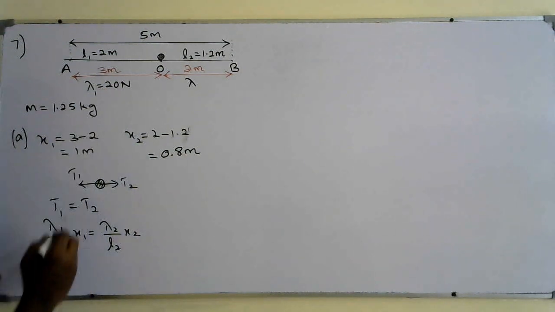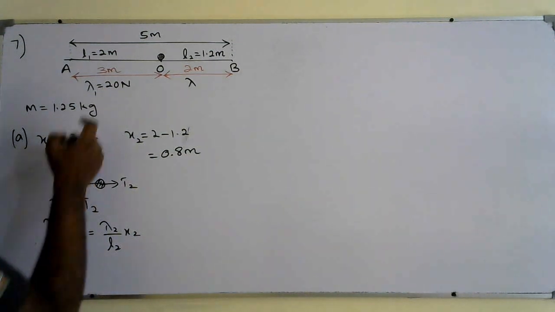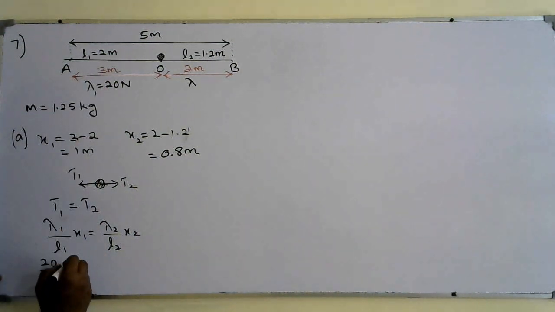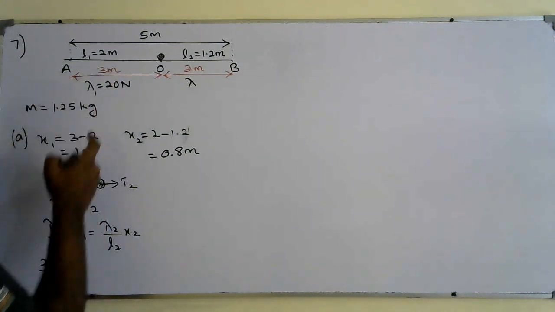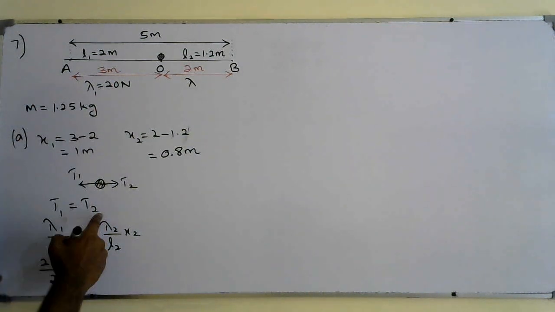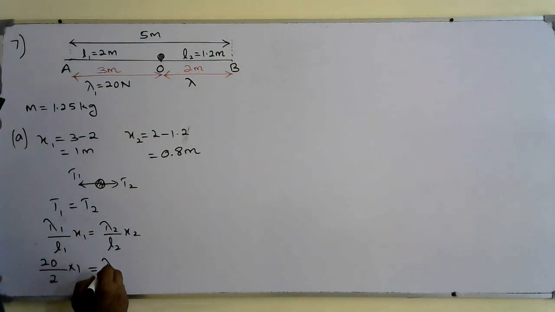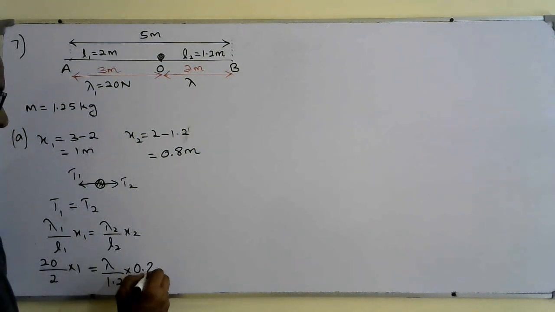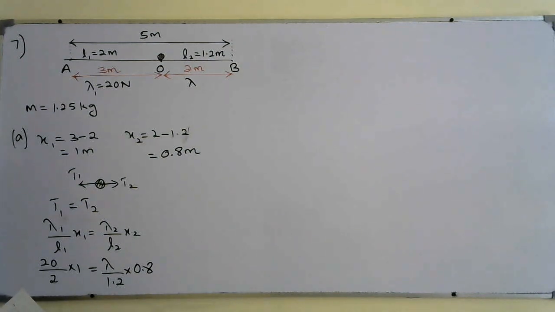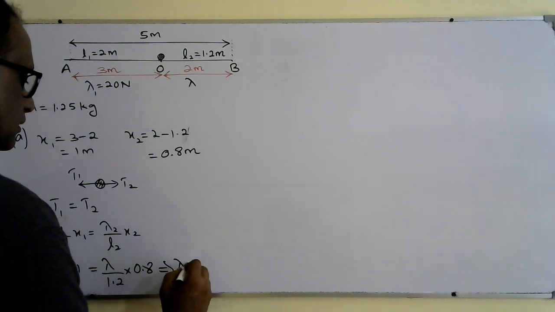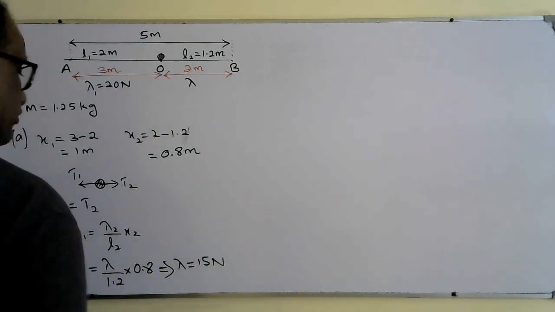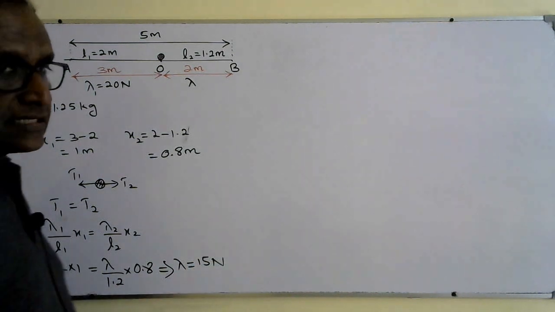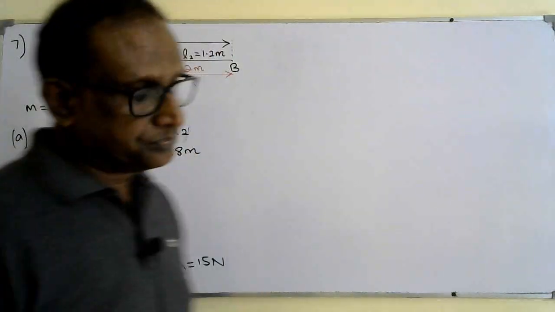Lambda 1 we know that, that is 20. L1 we know that, 2. x1 we know that, 1. Lambda 2 is the question, which is denoted as lambda. L2 we know, 1.2, and x2 is 0.8. Okay, solve it and you will get the lambda. So lambda is equal to 15 Newton. That is the modulus of elasticity of the second string OB.